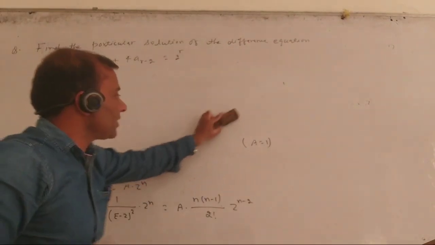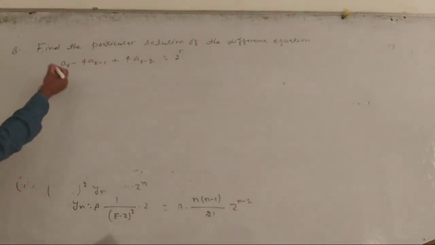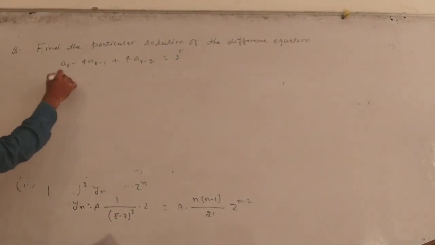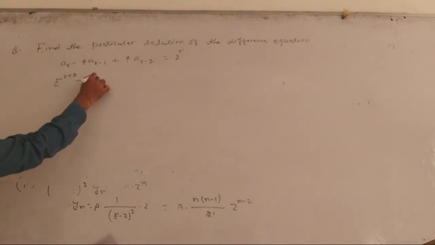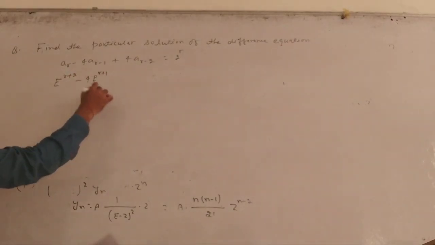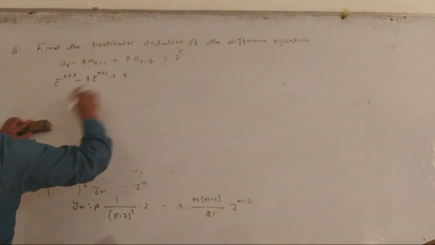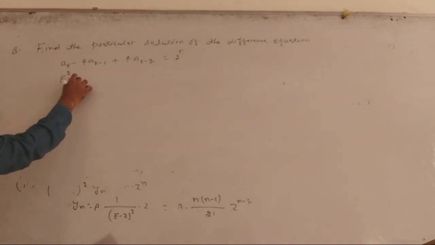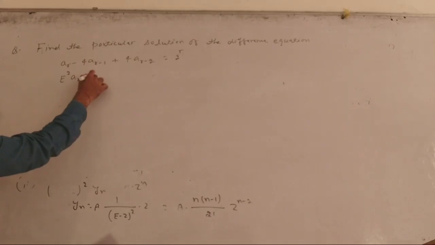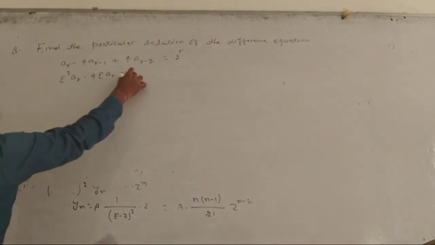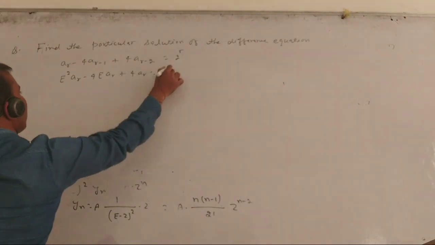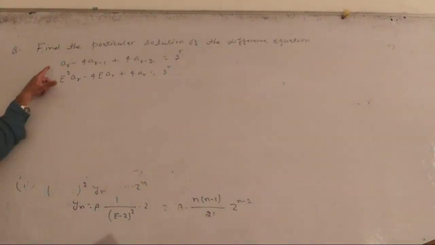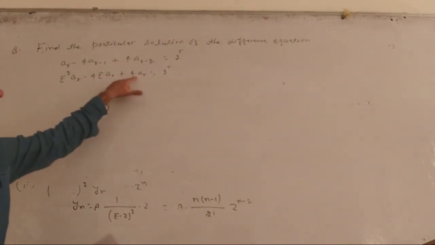First of all we will write this equation in our E form. This equation can be written as E^(r plus 2) minus 4E^(r plus 1) plus 4, or also as E square into a_r minus 4E a_r plus 4a_r equals 2^r. Because we started from r minus 2, E^2 is treated as a 2 increment, this is a 1 increment, and there is no increment.